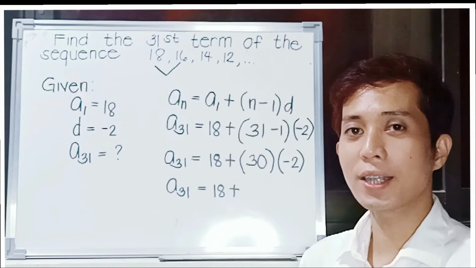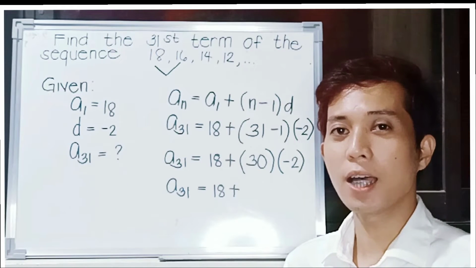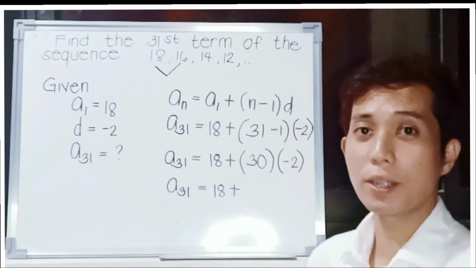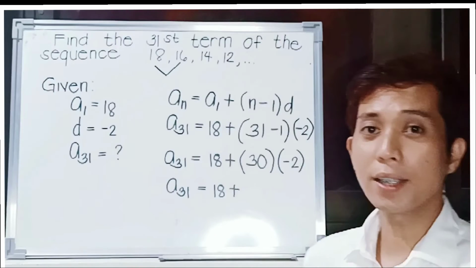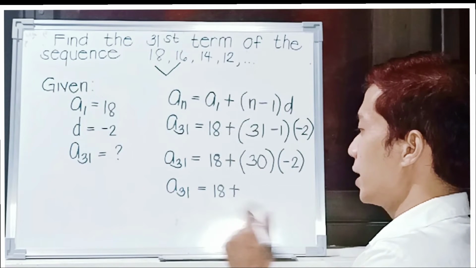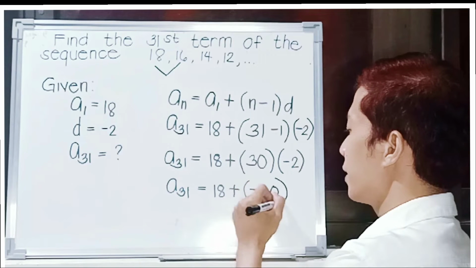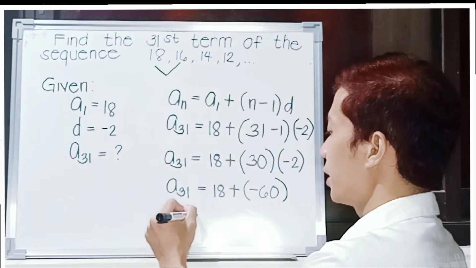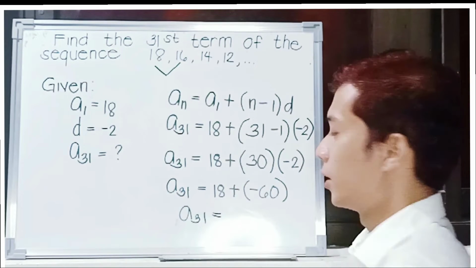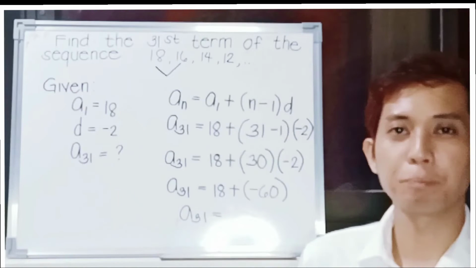What is 30 times negative 2? Correct. Applying the law or the rule for multiplication of integers, positive times negative is negative. So 30 times negative 2, that is equal to negative 60. Now a sub 31 is equal to. Now what is 18 plus negative 60?